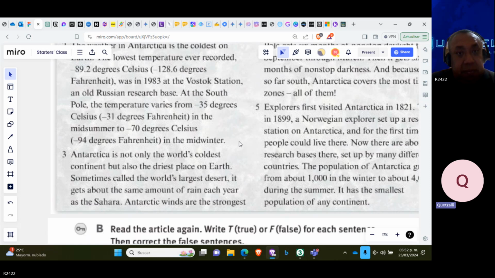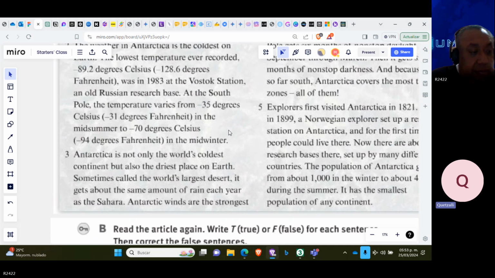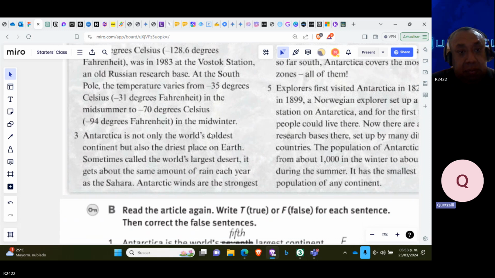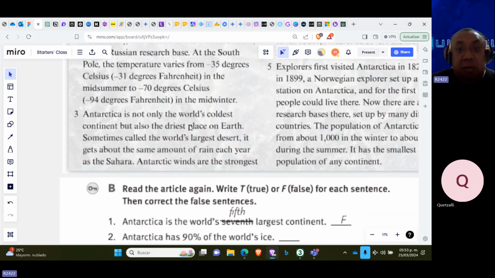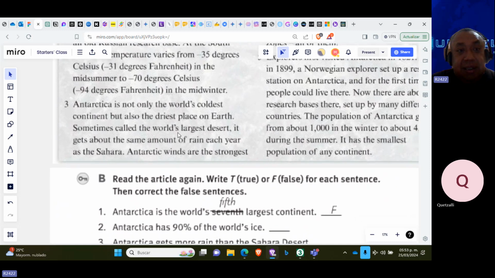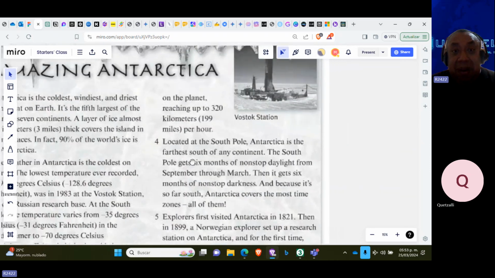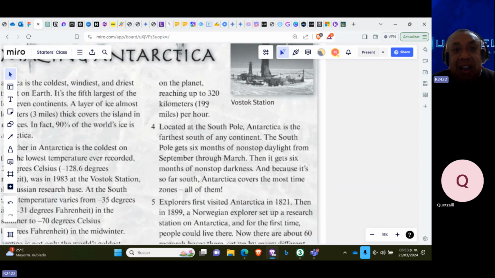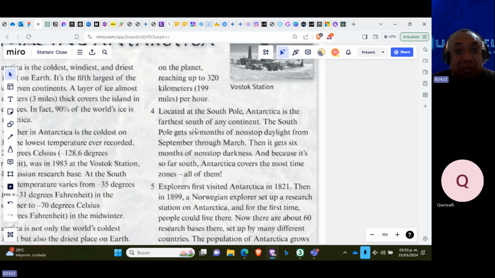The temperature varies from minus 35 degrees Celsius, minus 31 degrees Fahrenheit in the midsummer, to minus 70 degrees Celsius, minus 94 degrees Fahrenheit in the midwinter. Antarctica is not only the world's coldest continent, but also the driest place on Earth. Sometimes called the world's largest desert. It gets about the same amount of rain each year as the Sahara. Antarctic winds are the strongest on the planet, reaching up to 320 kilometers, 189 miles per hour. Wow, that's super strong.